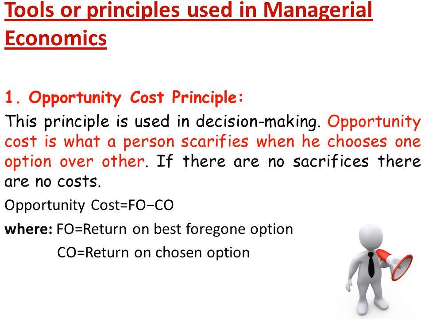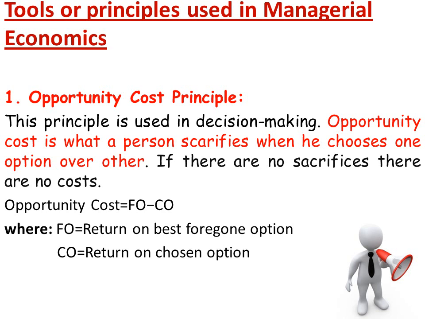Let us begin with the opportunity cost principle. The opportunity cost principle is mainly used in decision making. This principle is used by the management when they decide the business policies or business activities. What does the opportunity cost principle mean? Opportunity cost is what a person sacrifices when he chooses one option over another.